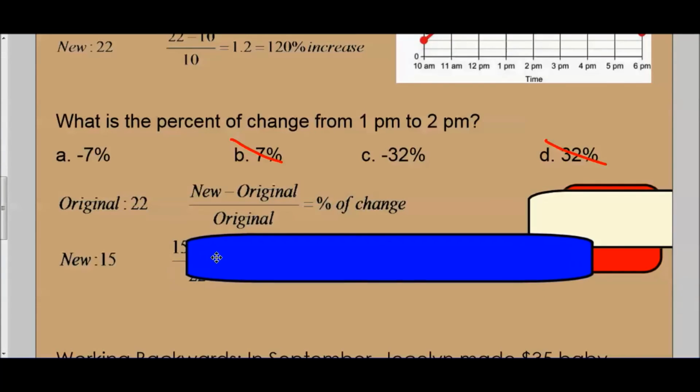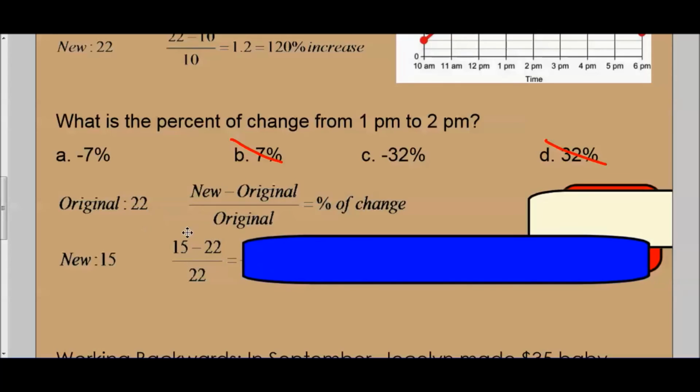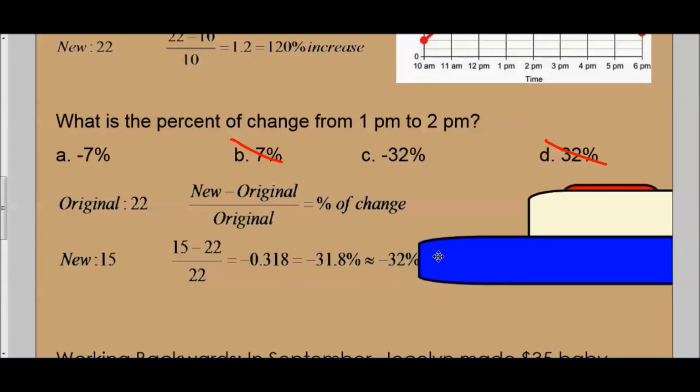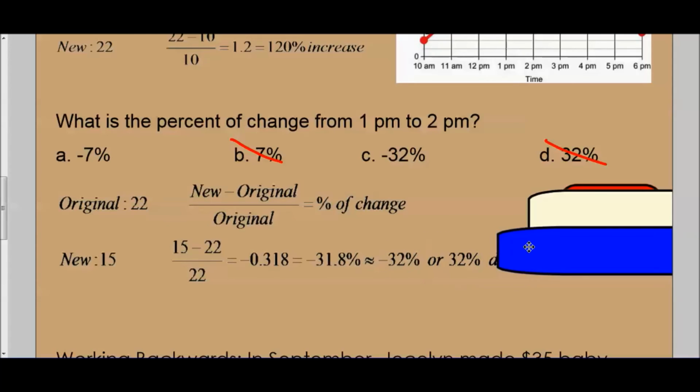We do 15 minus 22. We'd get -7 on top divided by 22. That would give us that as a decimal. We don't want to keep it as a decimal because we want the percent of change, so we move the decimal place 2 places. That's -31.8%. I'm going to round that. That is about -32% or a 32% decrease.